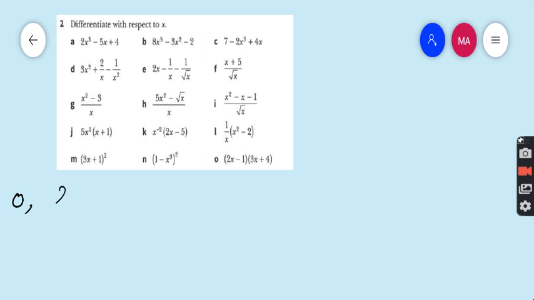Part O is (2x − 1) multiplied by (3x + 4). So first we have to multiply both the brackets.